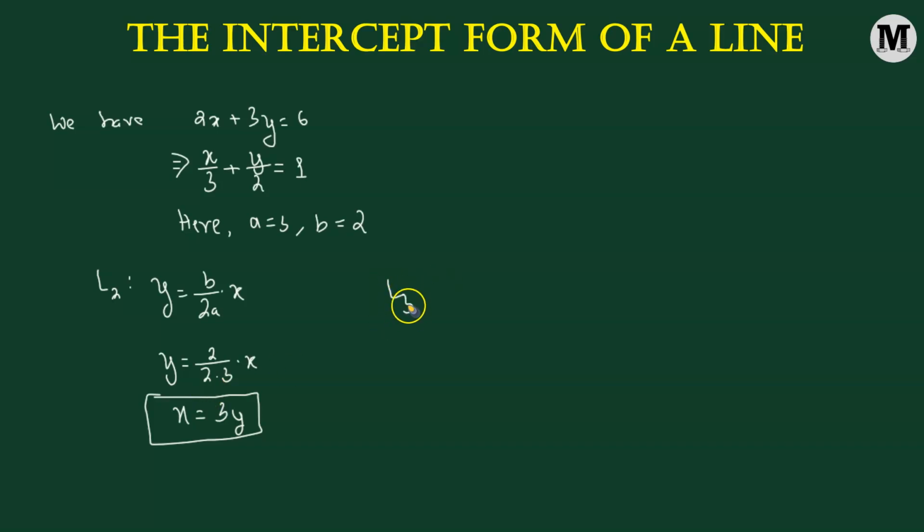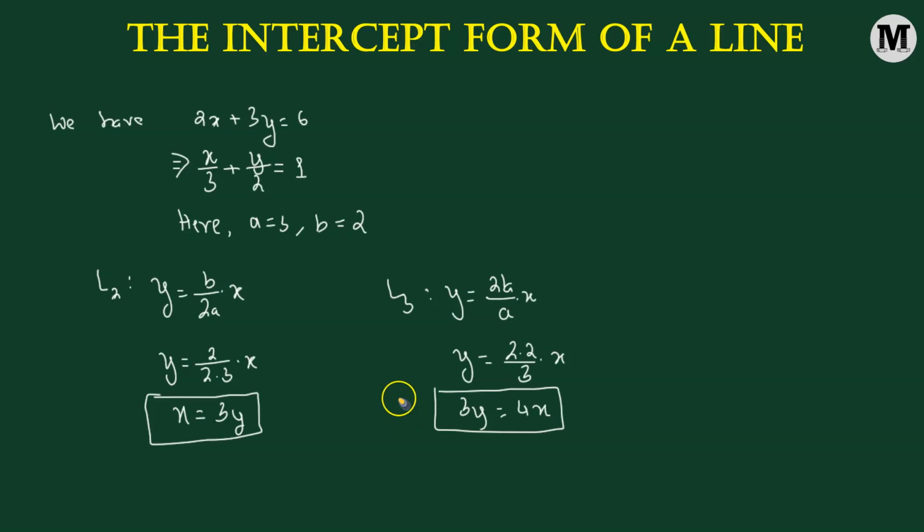And then we have L3. So L3 was y equals to 2 times b over a multiplied to x. So y is going to be equals to 2 multiplied to 2 divided by 3 times x, or simply put, we get 3y equals to 4x. So this is going to be the equation of the other line, L3. Now both of these two lines are going to pass through the origin, and they are going to trisect the line 2x plus 3y equals to 6.